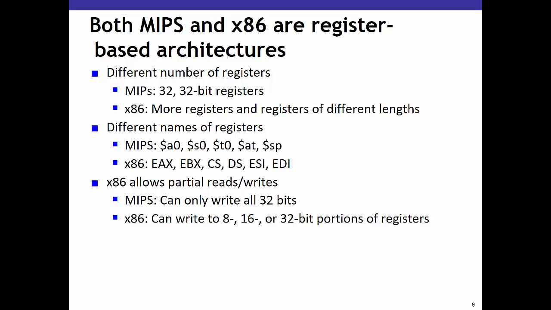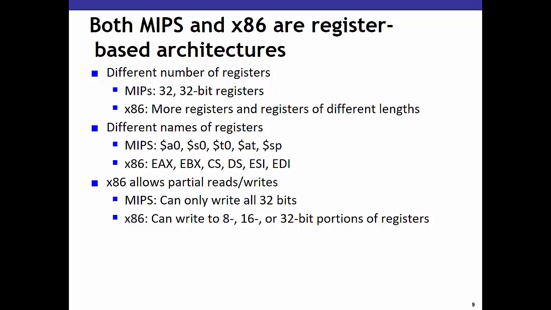So for example, both MIPS and x86 are register-based architectures. This means that most of the operations in the architecture will go through the register file, that we use registers, for example, to index locations in memory, that we use them to hold the outcomes of arithmetic operations, and so on.